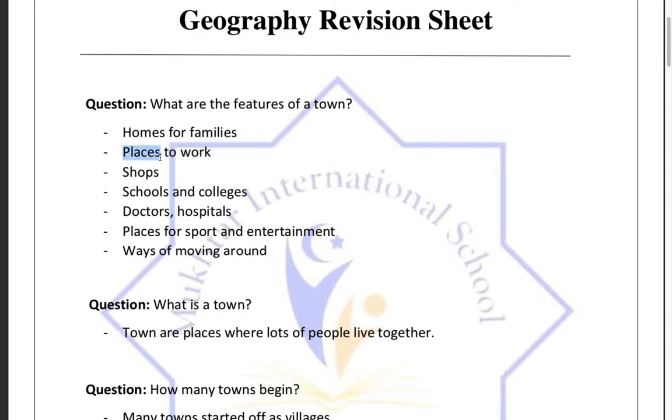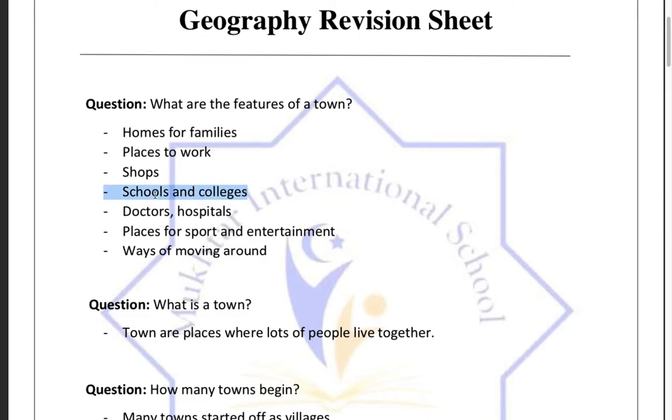Second, it was places to work, but they will need to buy things for living, right? For example, grocery from the supermarket. They will need to buy water. They will need to buy vegetables, clothes, electronics, stationery. They will need shops to buy the things that they need to live, right?